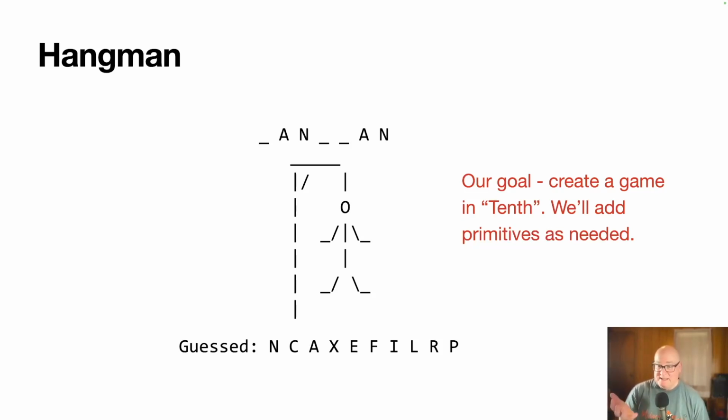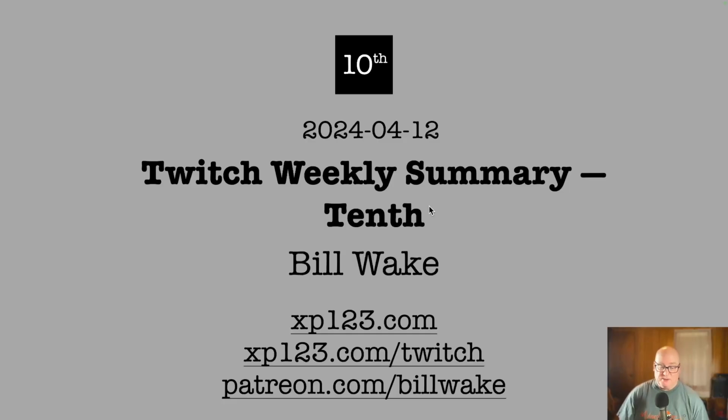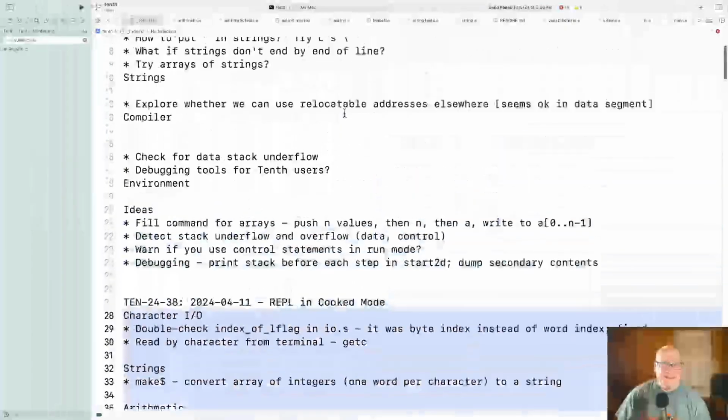Okay, so what I'm anticipating is we have probably 95% of what we need in our language to do what we need to do. There might be a couple things we have to add, and if so, we'll add them as we need to. But otherwise we'll be up in this 10th language. Now, I did look up a little bit of research. There's a link for some VT terminal code, so we can position our cursor and do things like that. So let's dive in.